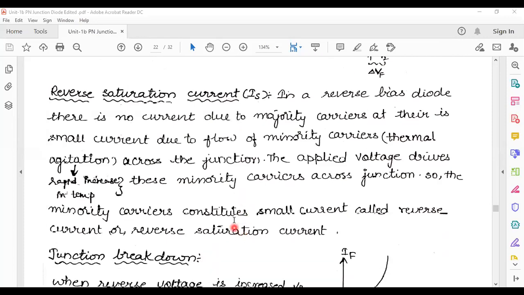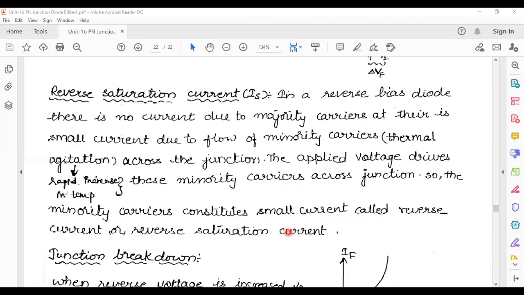Next point is reverse saturation current IS. In a reverse biased diode, there is no current due to the majority carriers, but there is a small current due to the flow of minority carriers. That is thermal agitation. Due to thermal agitation, a small flow of current takes place only because of minority carriers across the junction. The applied voltage drives these minority carriers across the junction. So the minority carriers constitute a small current called reverse current or reverse saturation current.